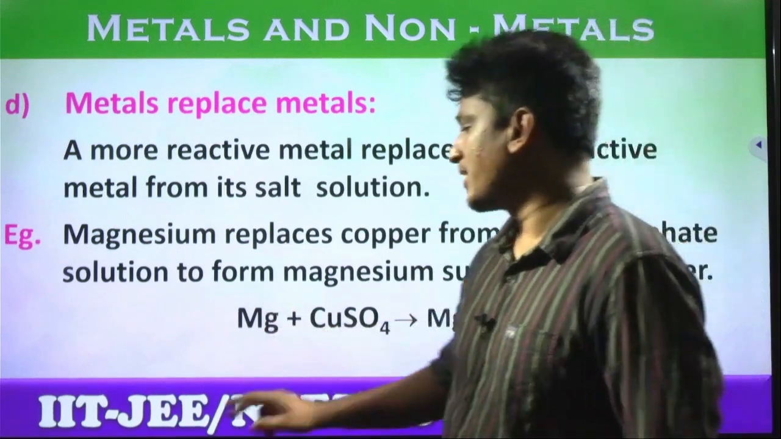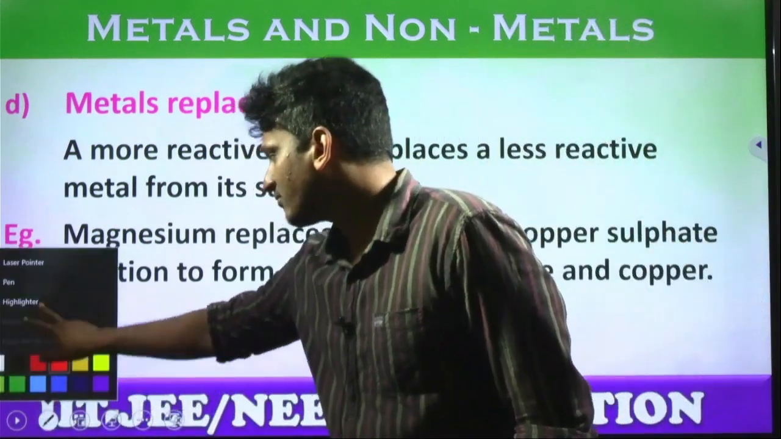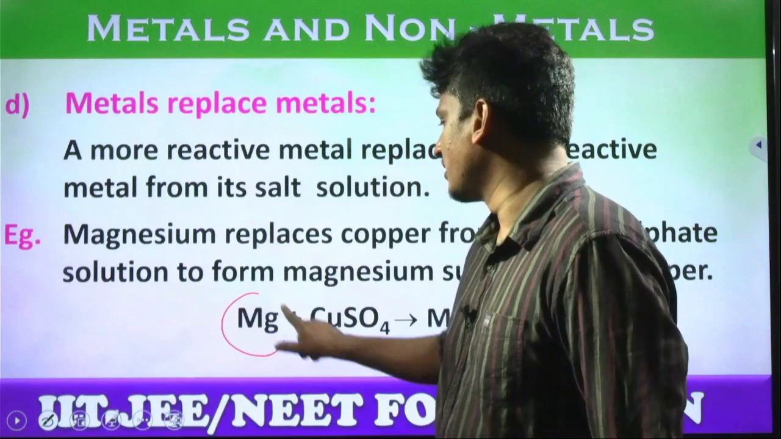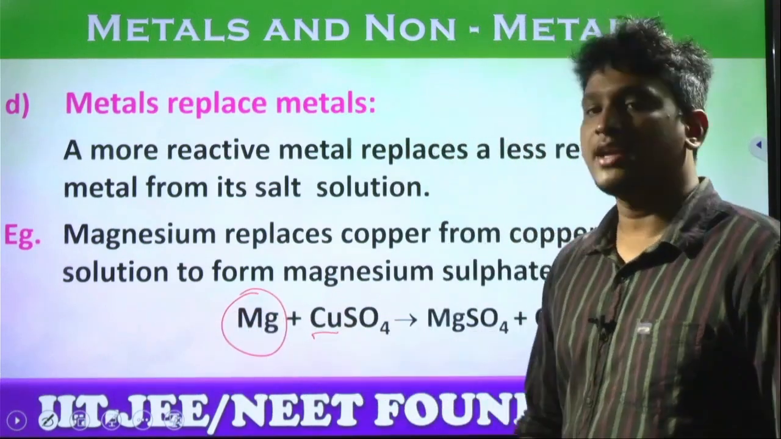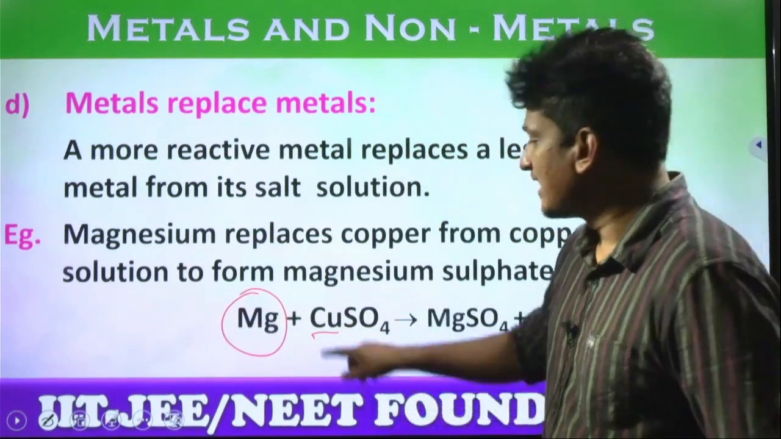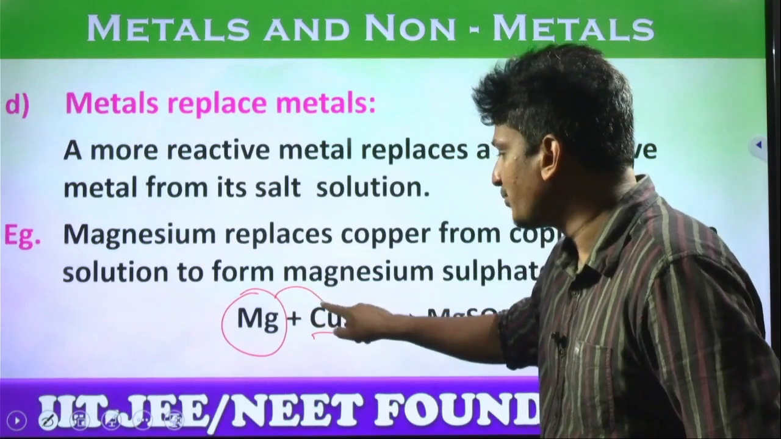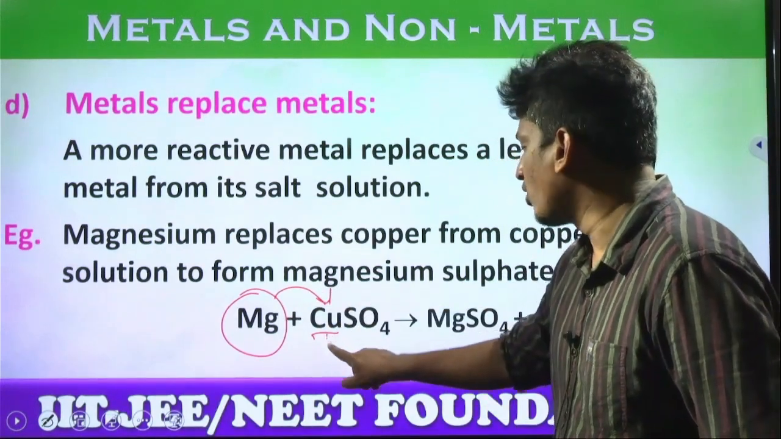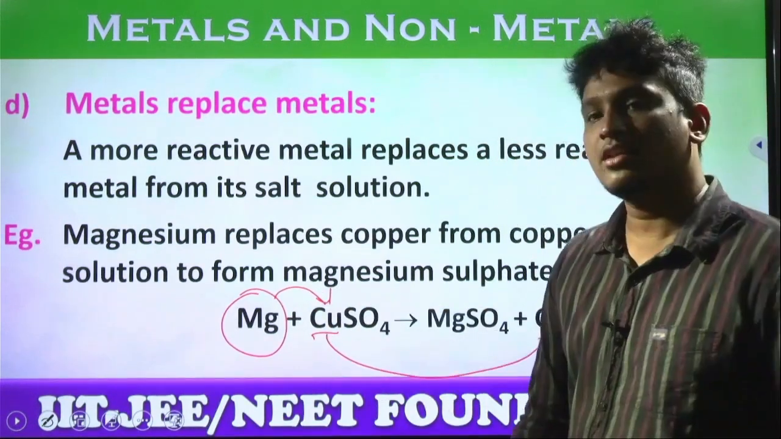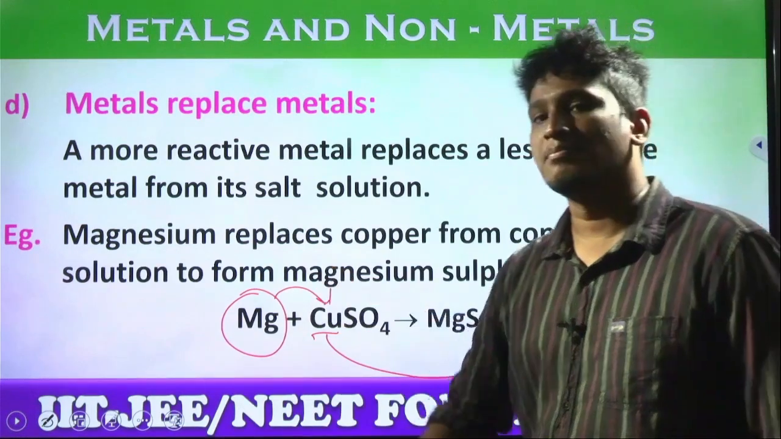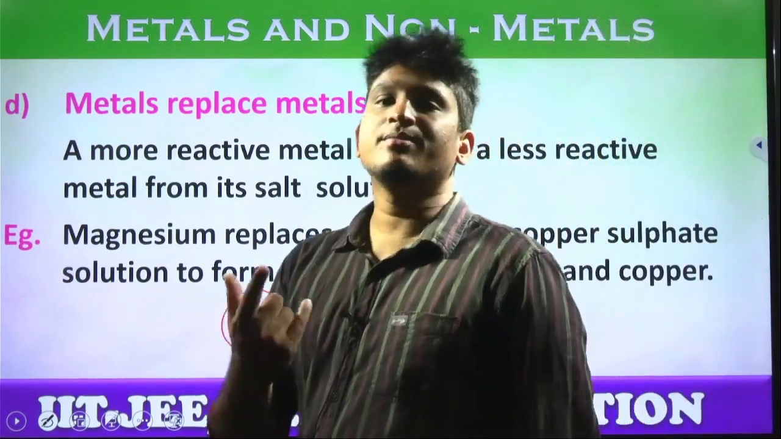Look here, students, this is magnesium. This is a highly reactive metal and this is copper, a less reactive metal. Then what will happen? This magnesium takes the position of copper and the copper will be released. Yes or no? Copper will be free from the compound. Why? Because magnesium is more reactive, sir.